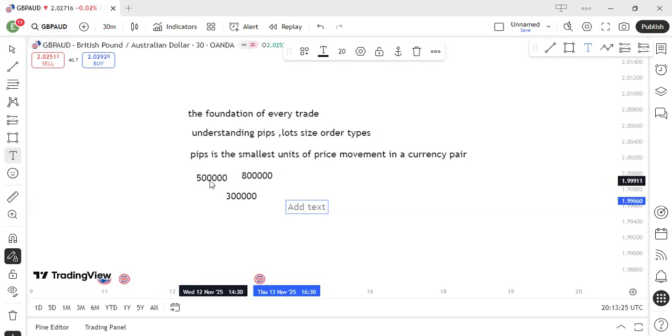So when price moves from 500,000 to 800,000, that is 300,000. Now look at this place. Everyone look at this place. What do you see? 2.012. Can you see it, please?